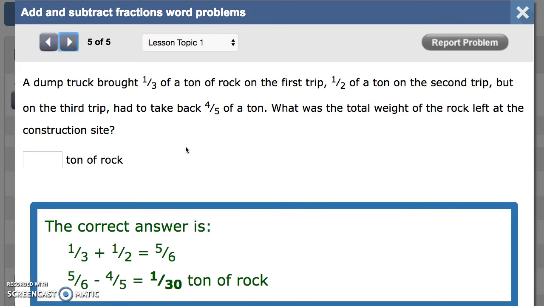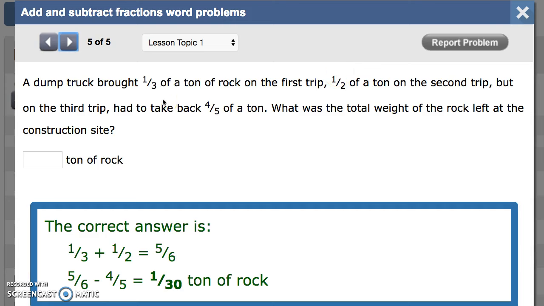A dump truck brought 1/3 of a ton of rock on the first trip. This is very similar to our first problem. 1/2 a ton of rock on the second trip, but on the third trip had to take back 4/5 of a ton. What was the total weight of the rock left at the construction site? So first we have to figure out how much it brought altogether.